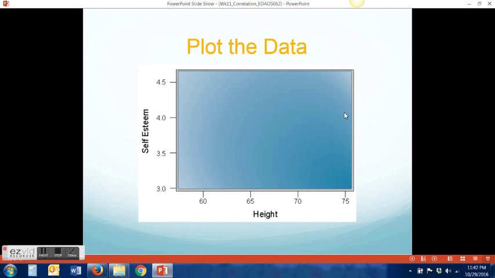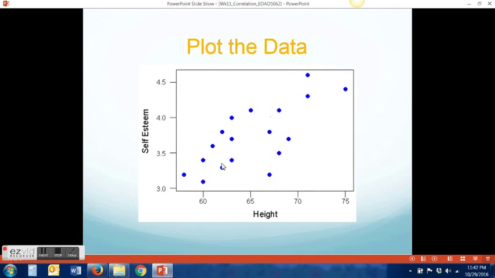Like we did before with our fictitious IQ examples, we're going to plot our data. So we've got self-esteem running here on the y-axis. We've got height running along the x-axis. They both go from lower to higher. So let's see what these data look like.